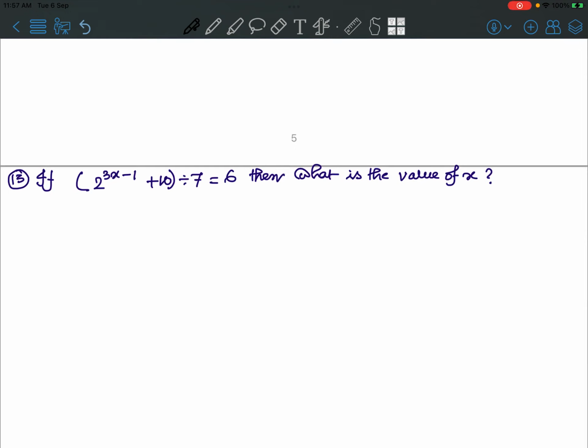Now the fourth one. The fourth problem is, if 2 to the power 3x minus 1 plus 10 divided by 7 equals 6, then what will be the value of x? Now let me write the problem again. 2 to the power 3x minus 1 plus 10 divided by 7 equals 6.